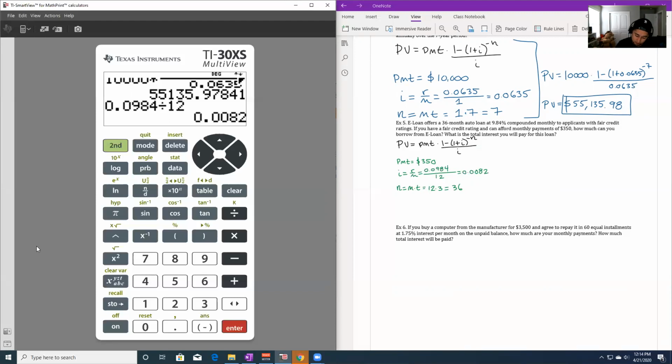Take this information and plug it into the formula. So PV equals 350 times 1 minus 1 plus 0.0082 raised to the negative 36, all over 0.0082.